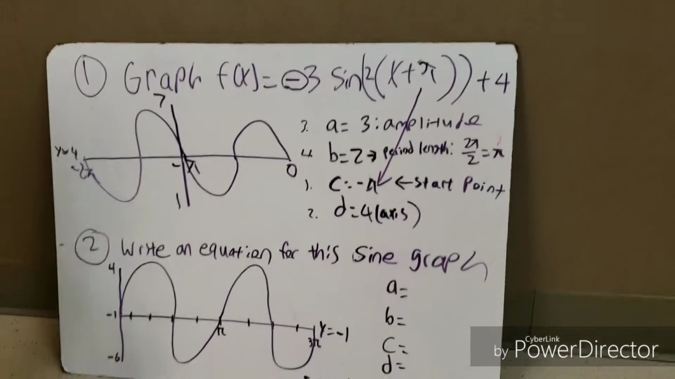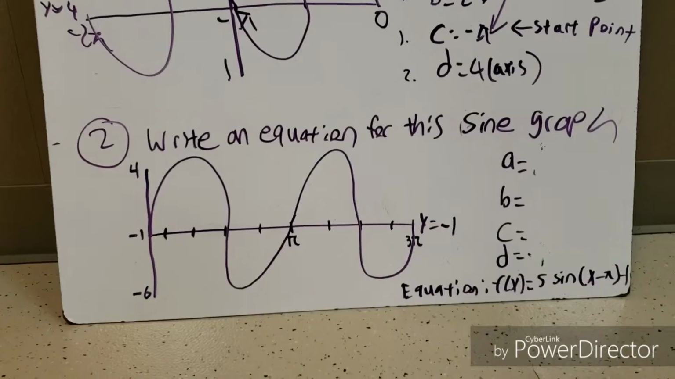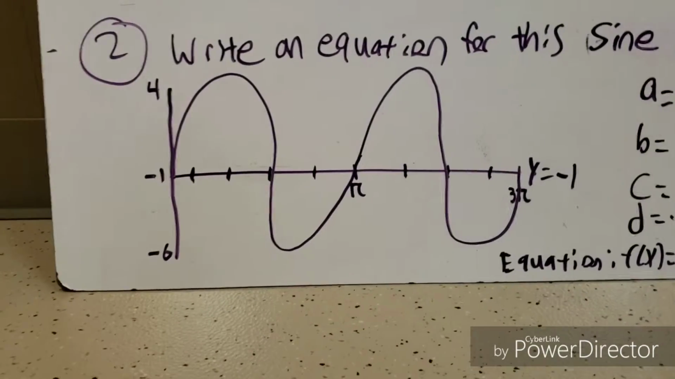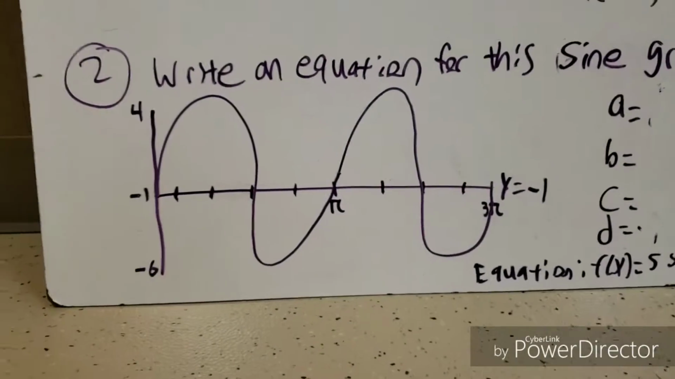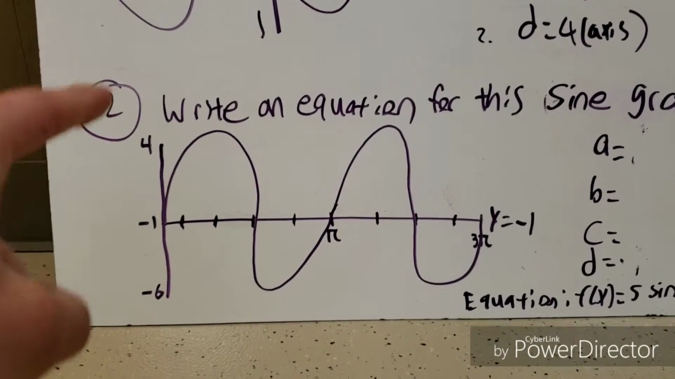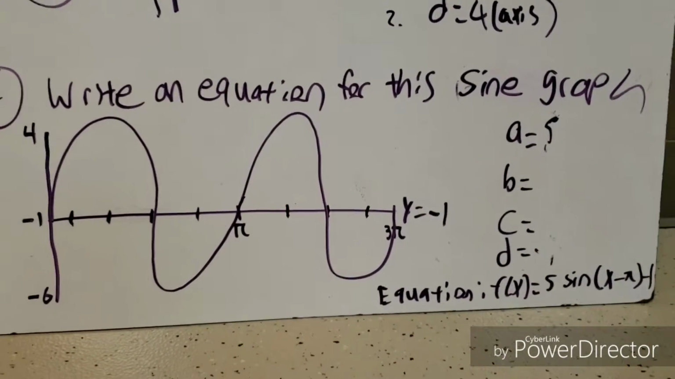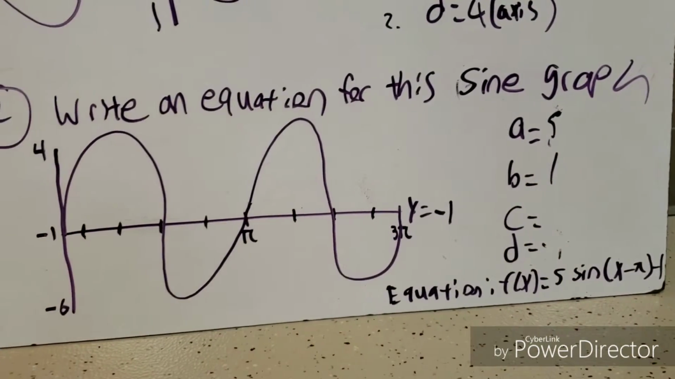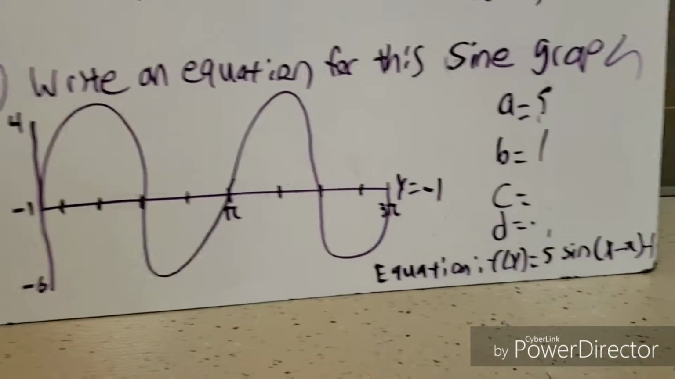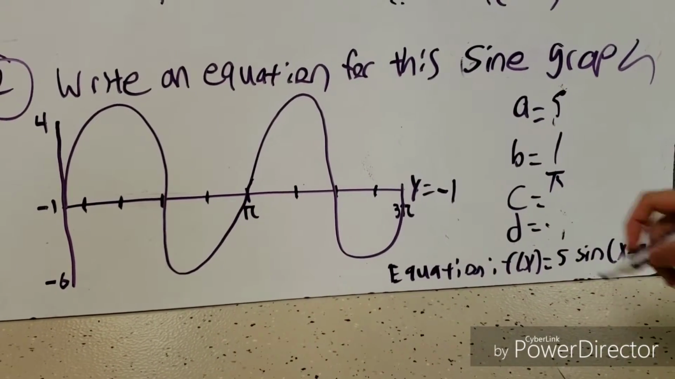Then moving on to the bottom one, it says write an equation for the sine graph. So here's the graph right here, and we already have the equation. And now we're going to explain to you how we got that equation. So it goes from negative 1 up to 4 and down to negative 6. So the amplitude is 5. Then the B, it looks like a normal 2 pi period, so the B is just 1. The C, it starts to the right pi, so the C is pi. And then D, the axis is at negative 1, so the axis is negative 1.